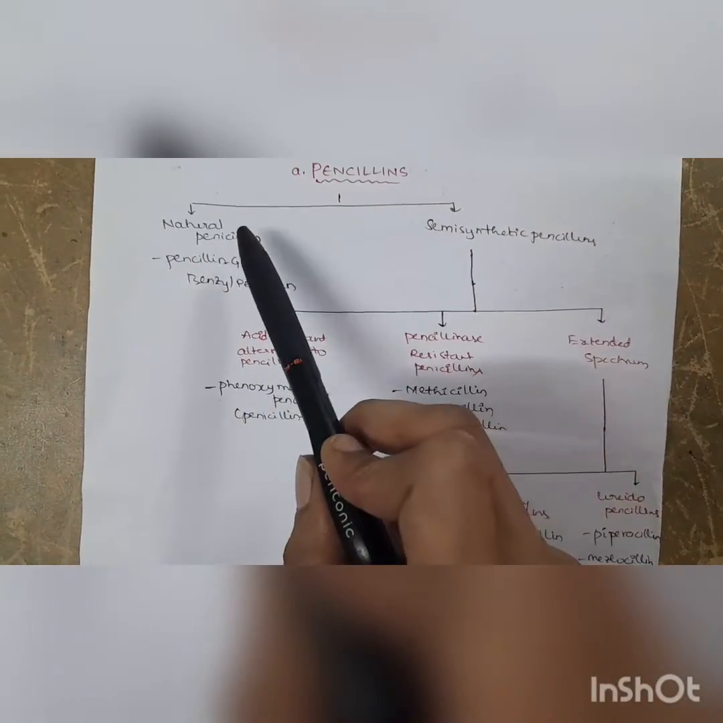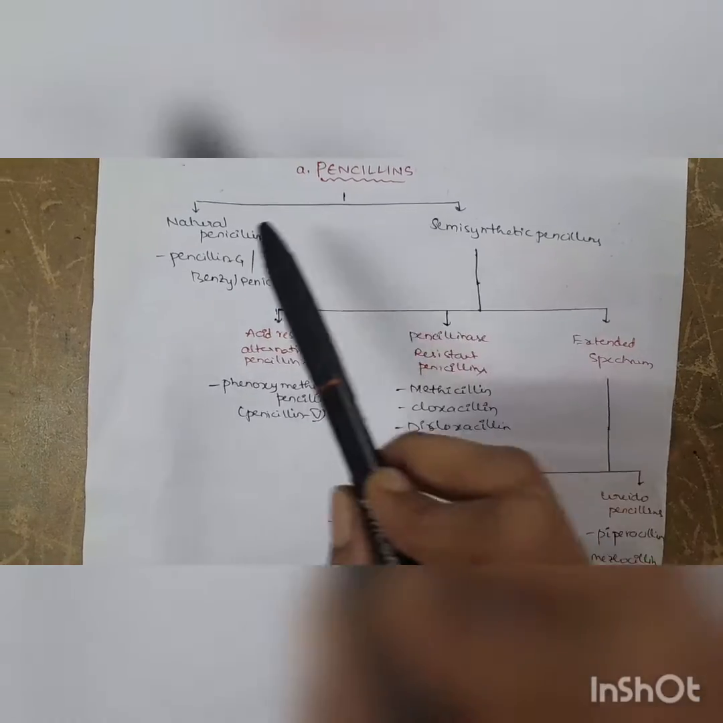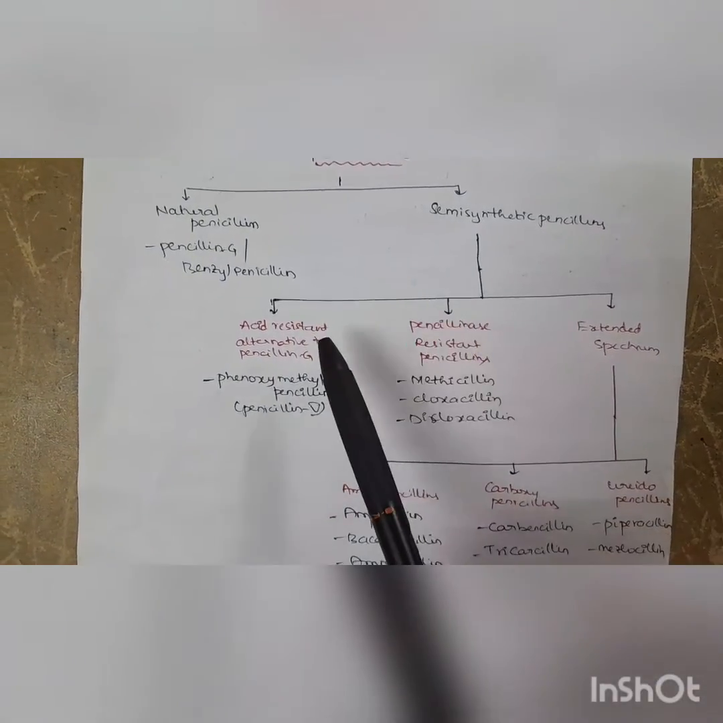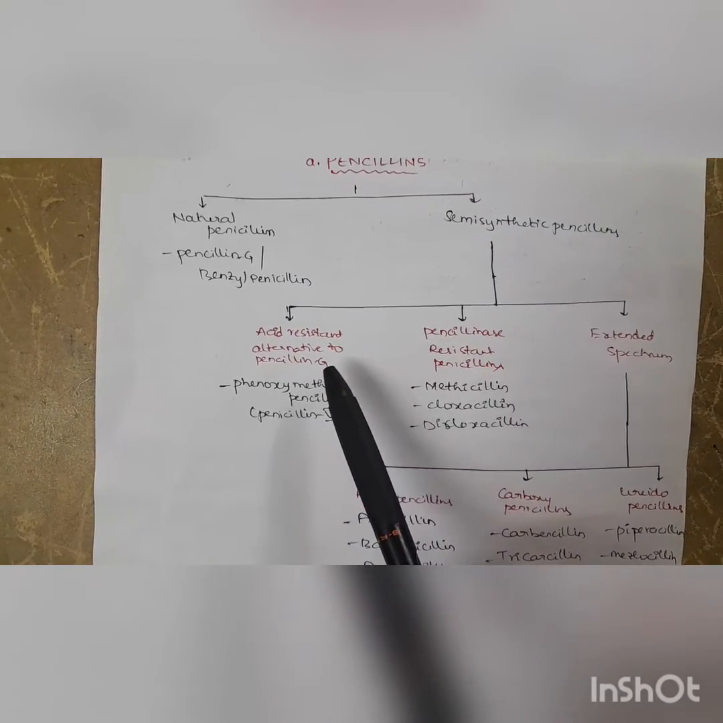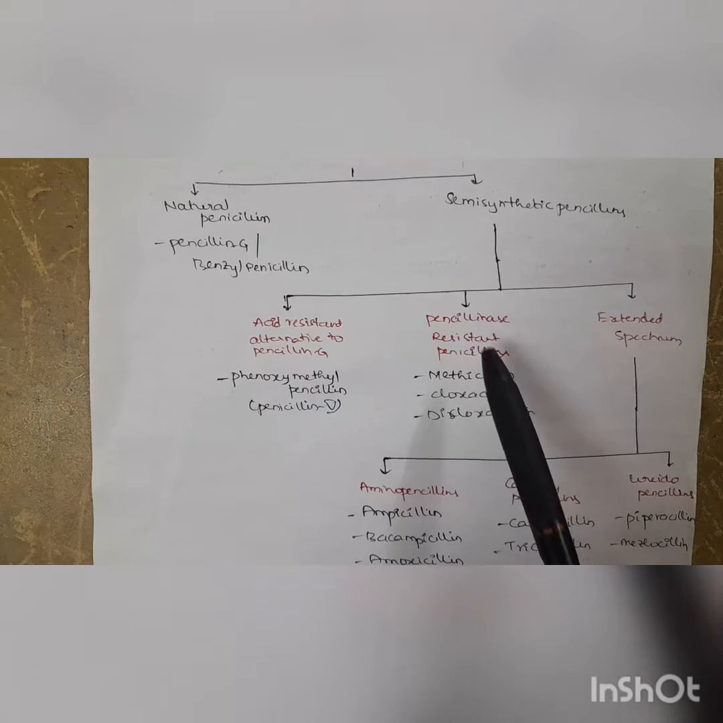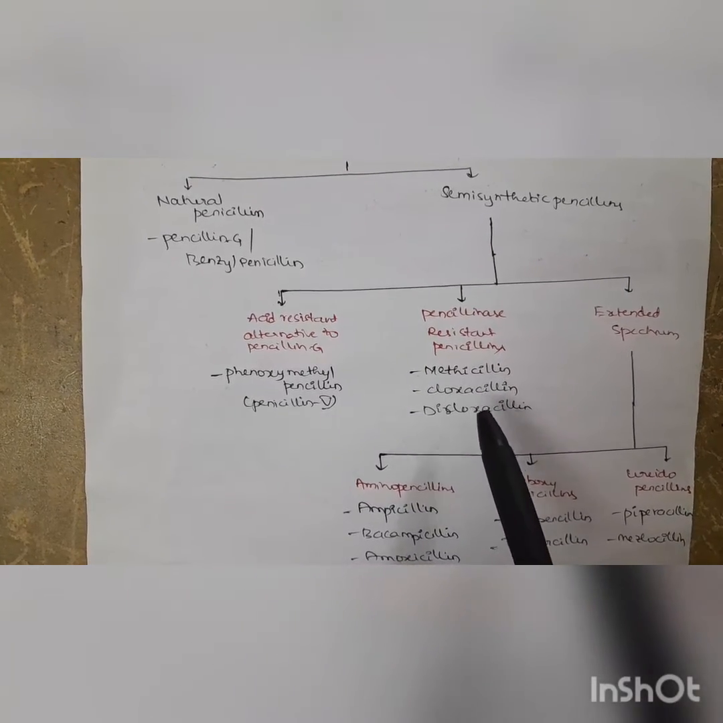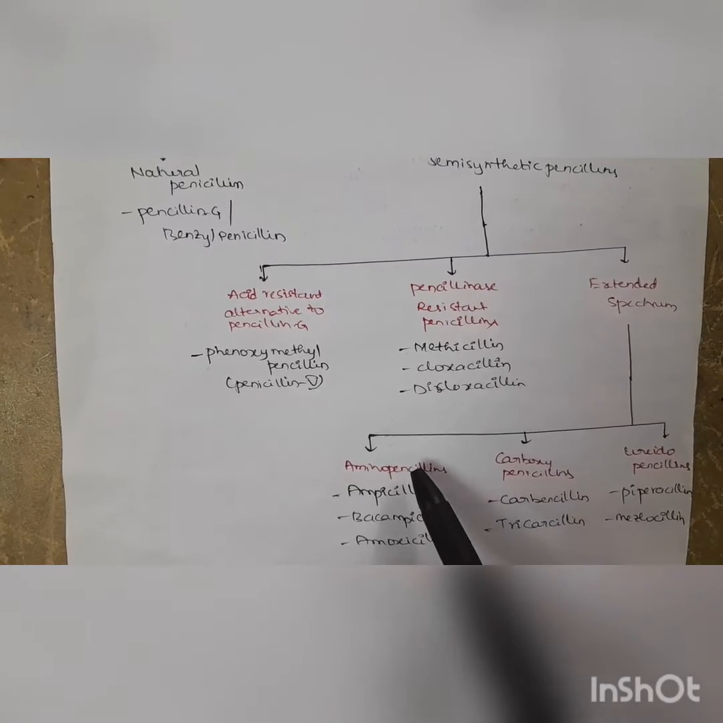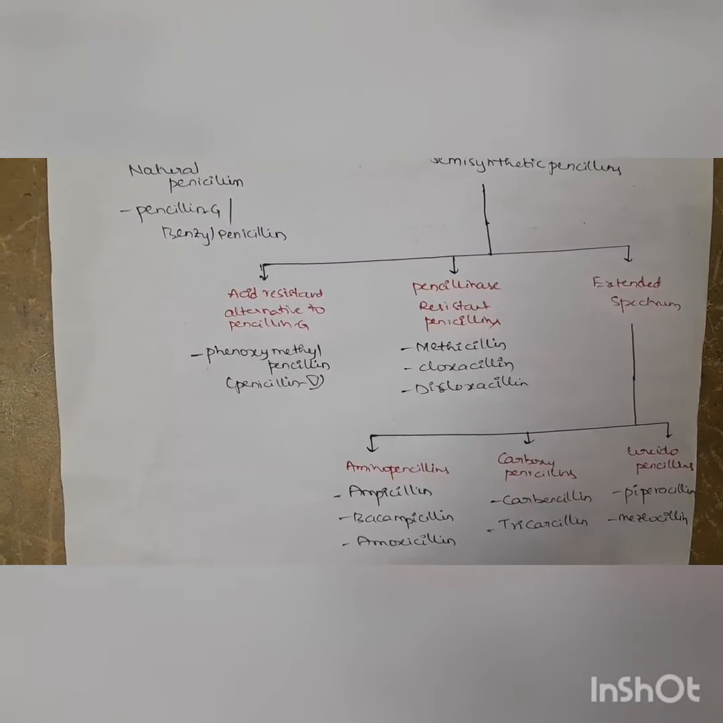Penicillins. They are natural penicillin and semisynthetic penicillins. Natural penicillins include penicillin G. Semisynthetic are further classified as acid-resistant alternative to penicillin G, which is penicillin V, penicillinase-resistant penicillins, methicillin, cloxacillin, and dicloxacillin, and extended spectrum penicillins, which include aminopenicillins, carboxypenicillins, and ureidopenicillins.